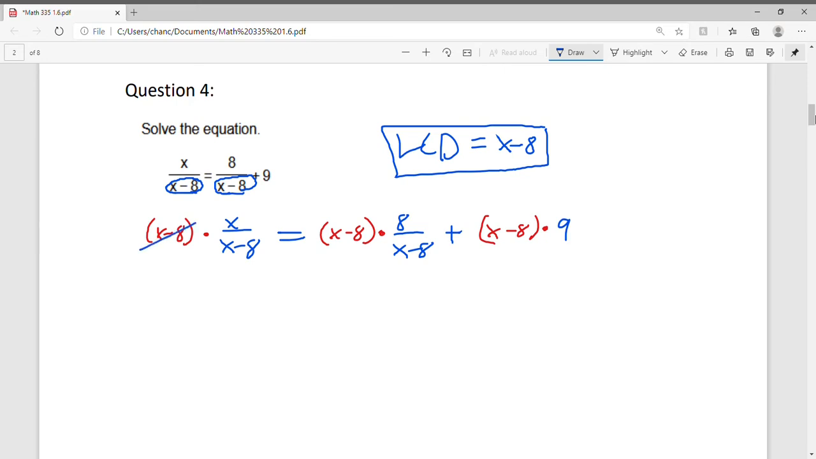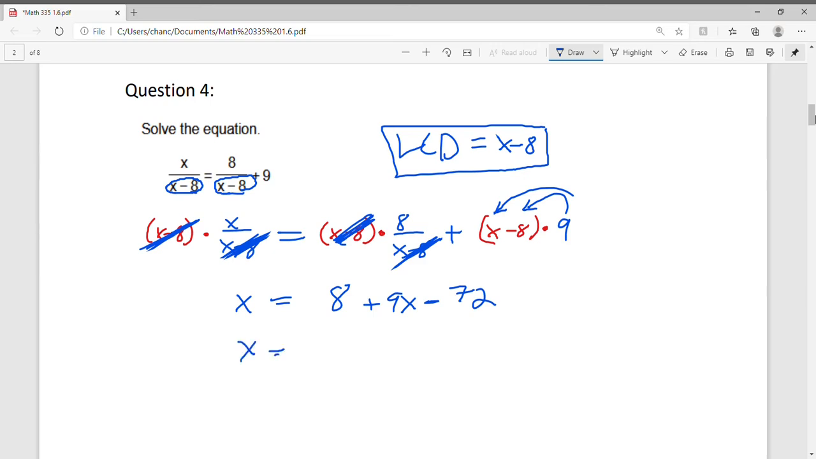Now let's see what divides out. This divides out with this one. This divides out with this one. And we have left over x equals 8. And we'll distribute the 9 here on the right. That's 9x minus 72. Let's collect like terms. X equals the 8 and the negative 72 gives me negative 64 plus 9x.